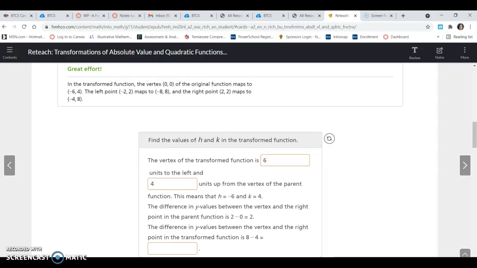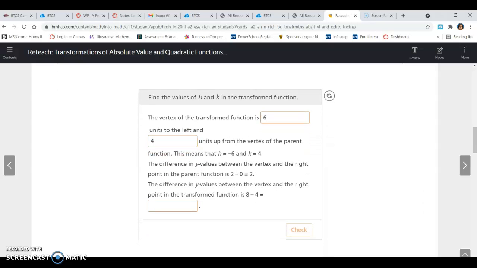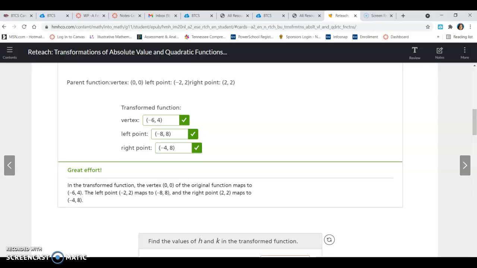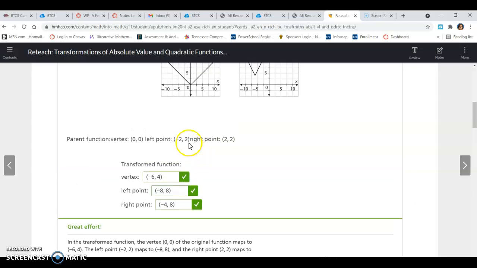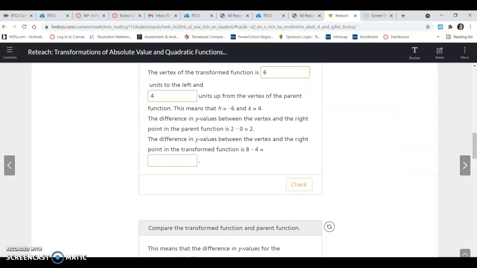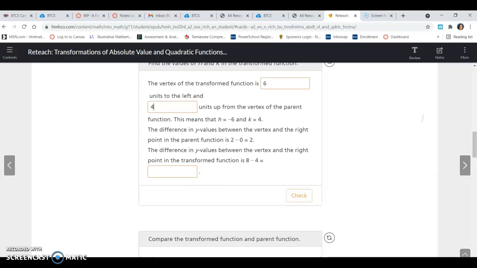All right, and this means that h is -6 and k is 4. So that confirms that what we're doing is correct. Then it says the difference in y values between the vertex and the right point is 2 minus 0. So you got 2 and then minus 0. So that is a difference of 2.